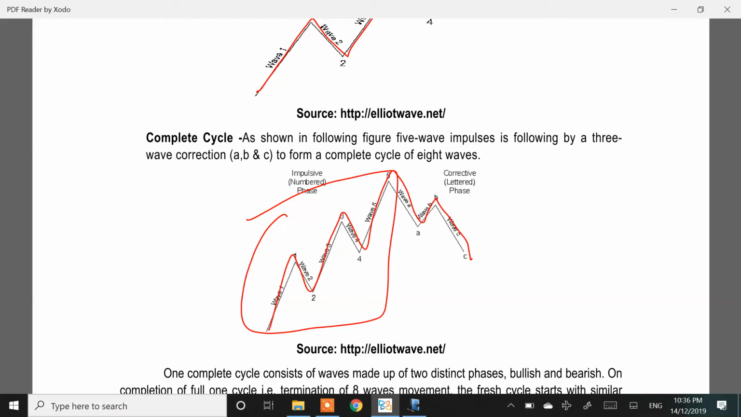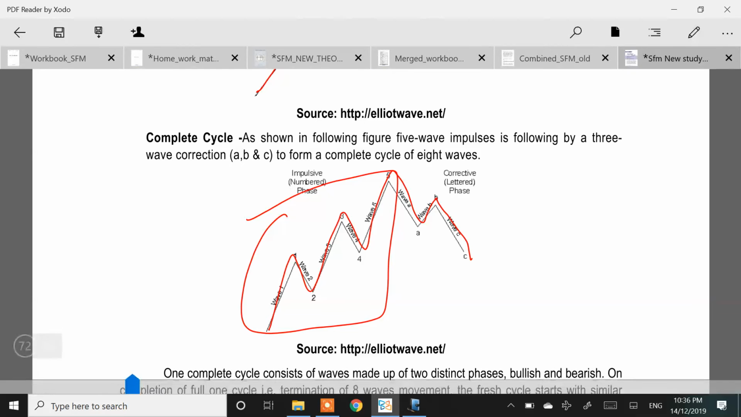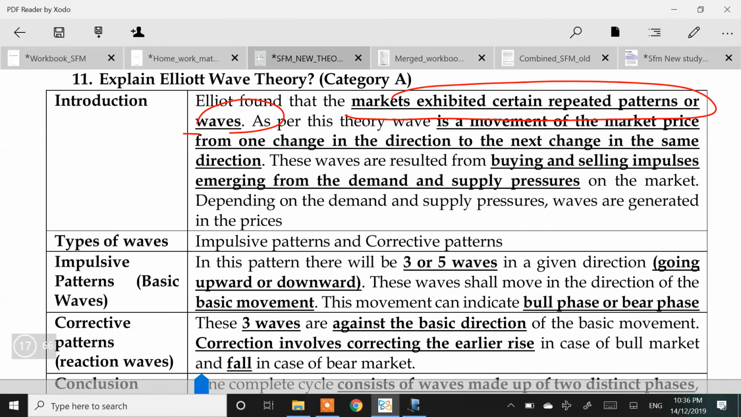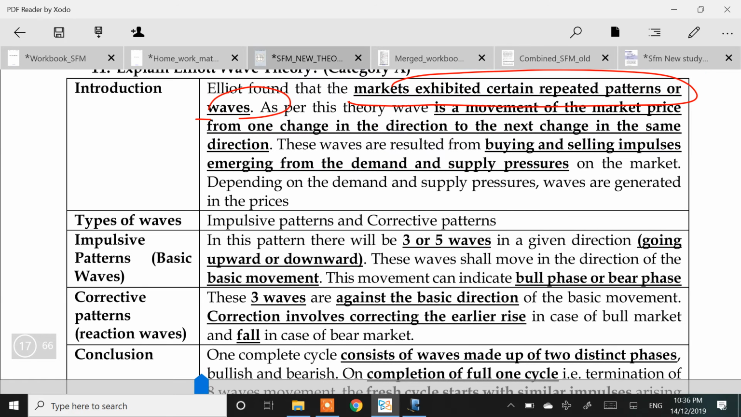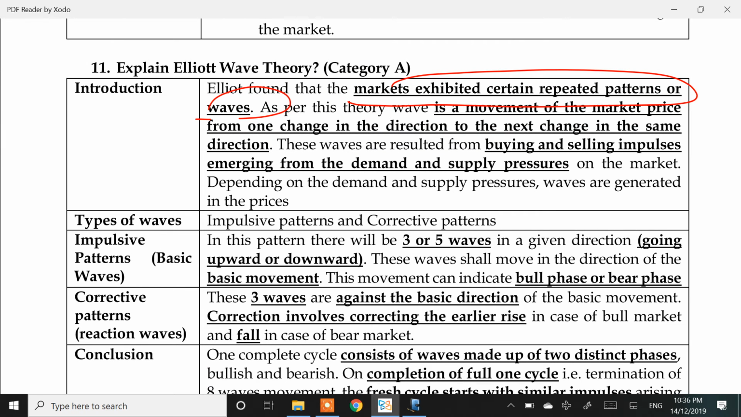there are two types of patterns. One is called impulsive patterns or basic waves, and second is corrective patterns or reactive waves. So you have impulsive patterns as well as corrective patterns as far as this Elliott wave theory is concerned. So impulsive patterns, in this pattern there will be three or five waves in a given direction going upward or downward.